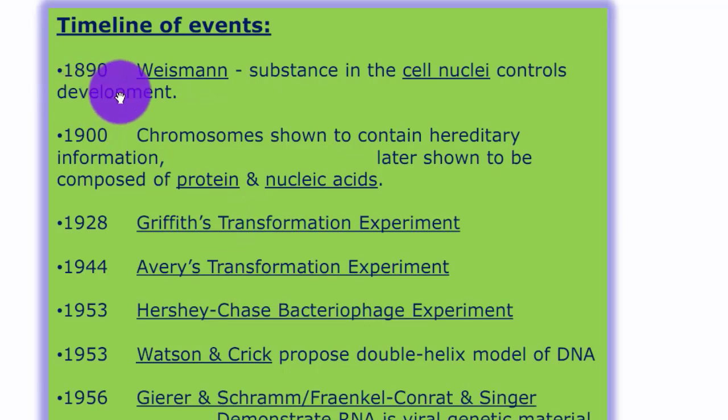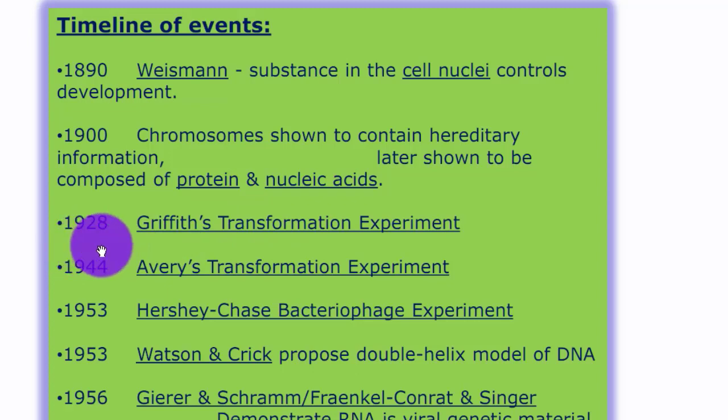In 1890, Weismann proposed that the genetic material is a substance in the cell nuclei that controlled development. In 1900, chromosomes were shown to contain hereditary information, later shown to be composed of protein and nucleic acid.